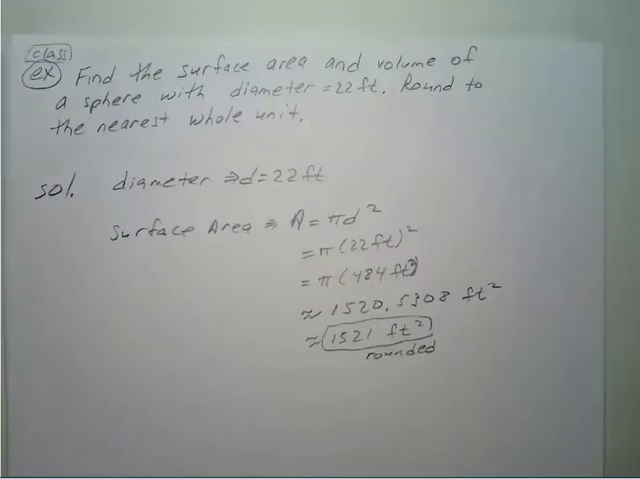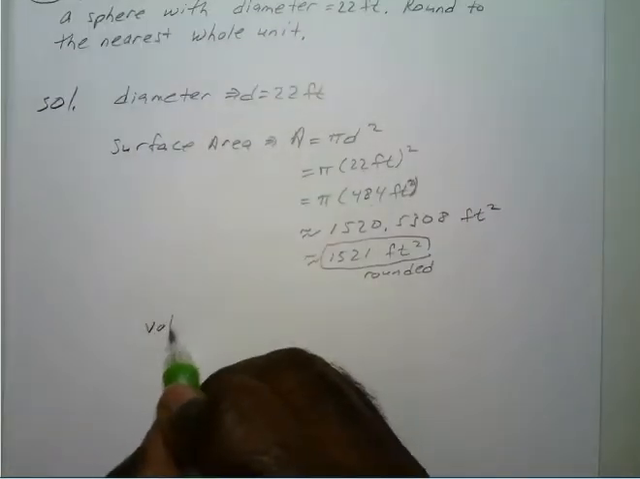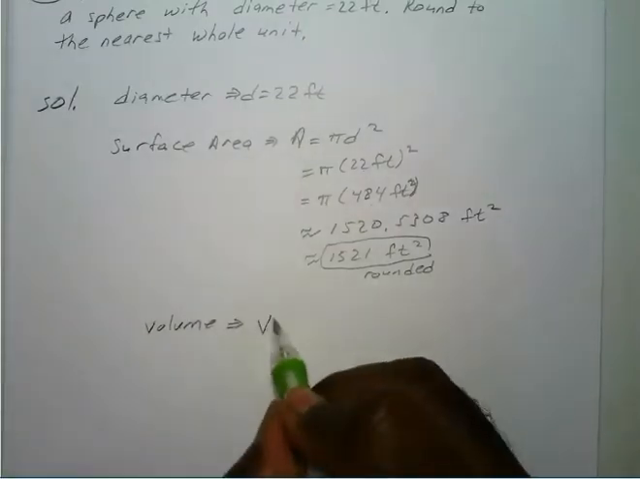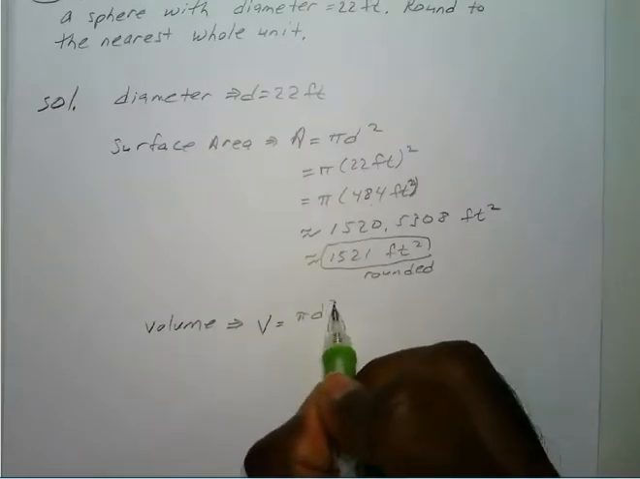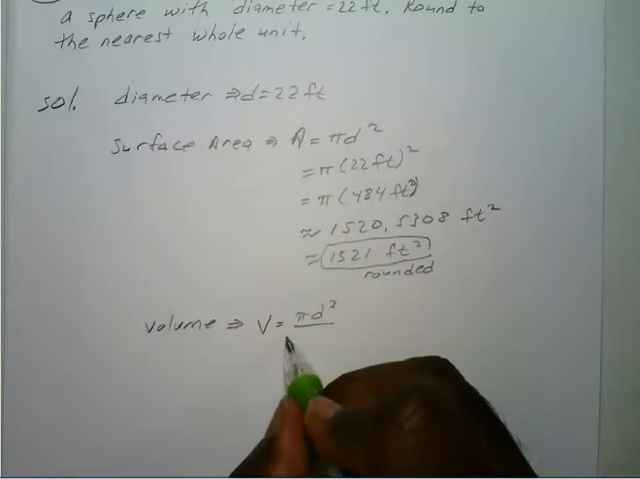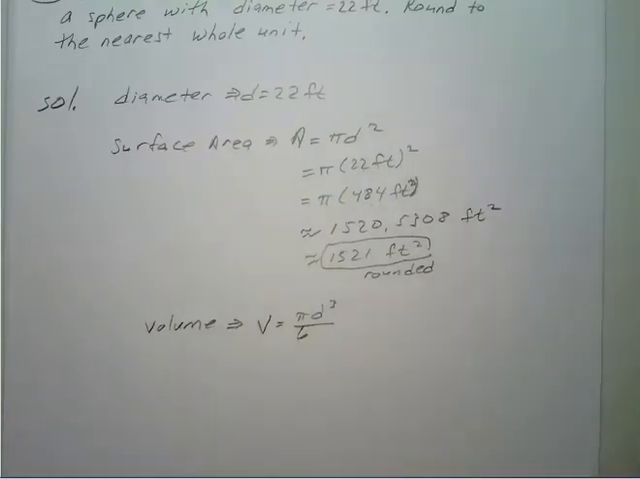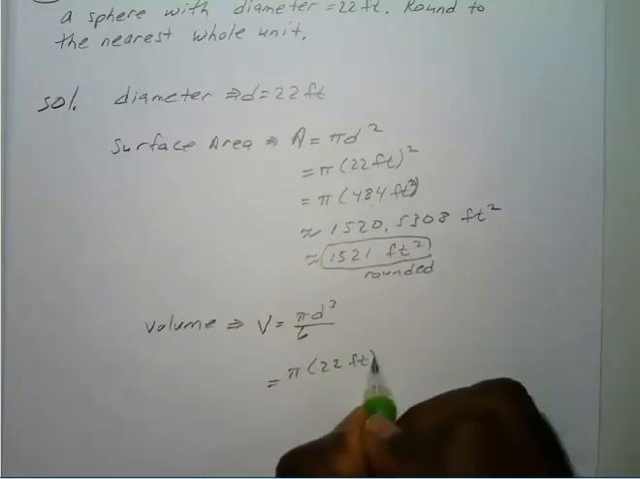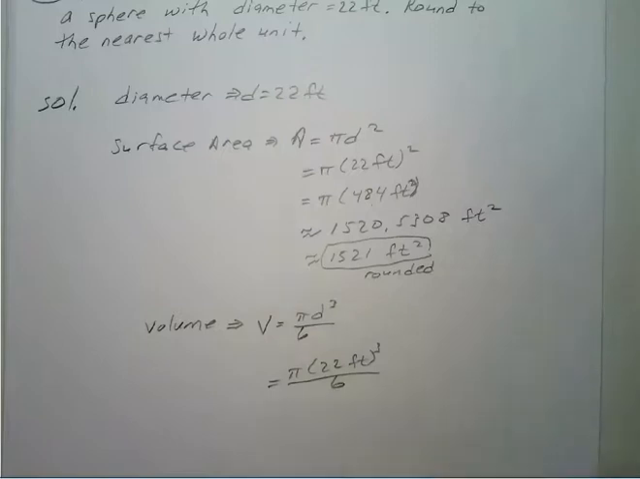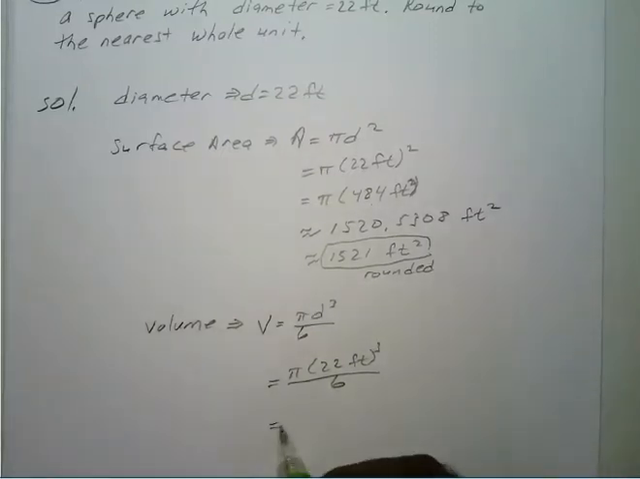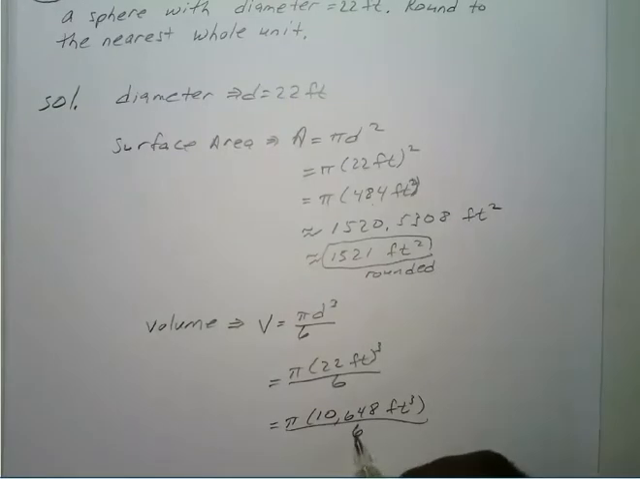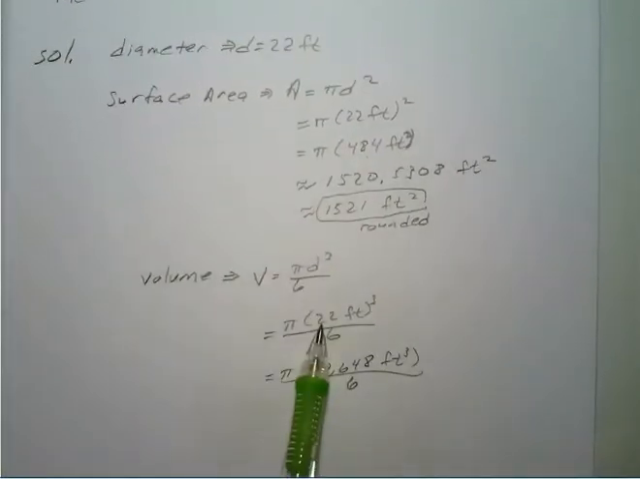Okay, so now we look at the volume. Again, because we know the diameter, we use the diameter volume formula. This volume is equal to pi times the diameter cubed over 6. Okay, so that's going to equal pi times 22 feet cubed over 6, which is pi times 10,648 cubic feet over 6. You have 22 times 22 times 22.